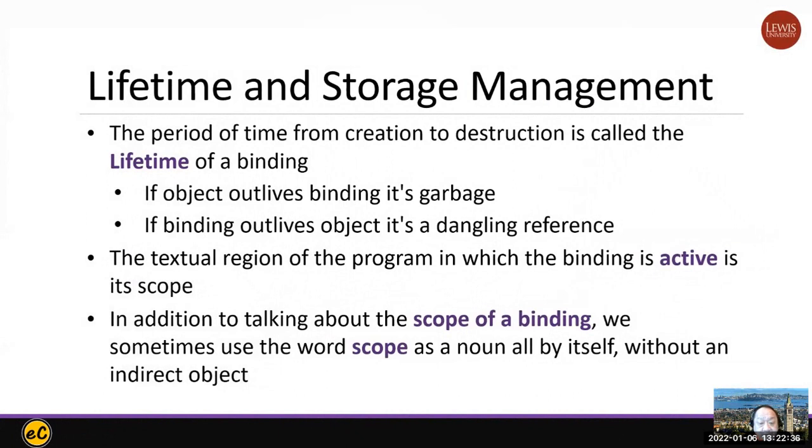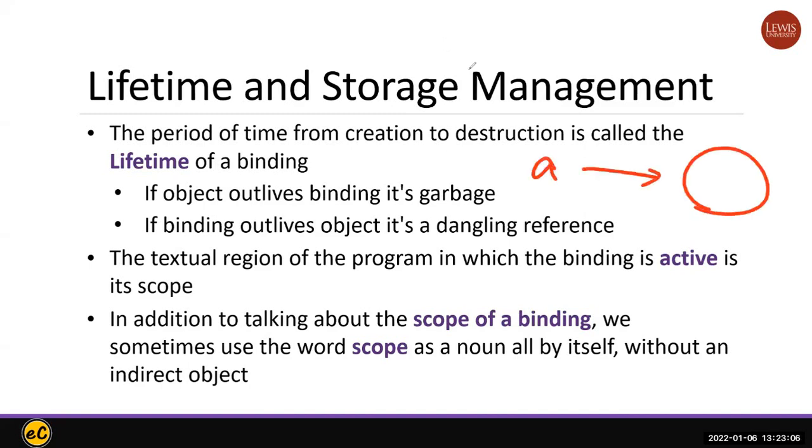So the period of time from creation to destruction is called lifetime, okay? The lifetime of a data, okay? And then the lifetime of a binding, we call it a scope. And the lifetime of the object means lifetime, okay? The two are slightly different, okay? If the object outlives the binding, it's garbage, okay? So this means that you have an object and you have a reference pointing to it, and then you cut the link, but the object actually is still existing and nothing is pointing to it. We call it garbage, okay?